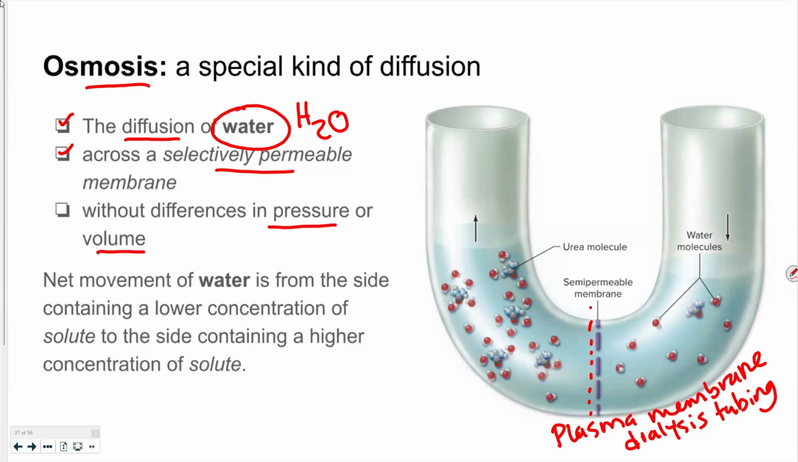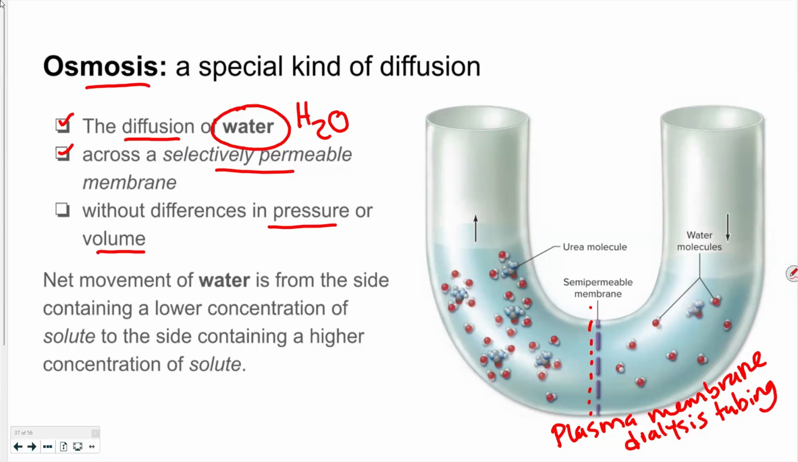or volume. So if we had a mechanism to create more pressure on one side, we're not talking about diffusion anymore here. So osmosis is the diffusion of water molecules across a selective permeable membrane without differences in pressure or volume. So we have equal volumes on either side, with equal pressures on either side of this permeable membrane.